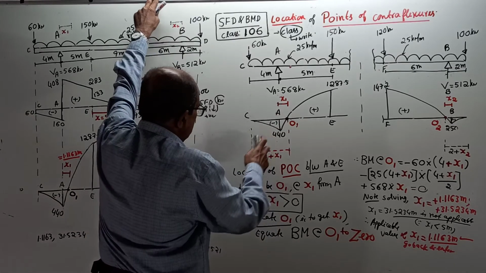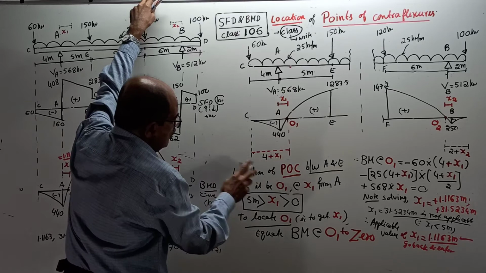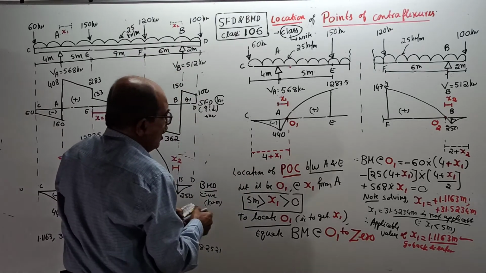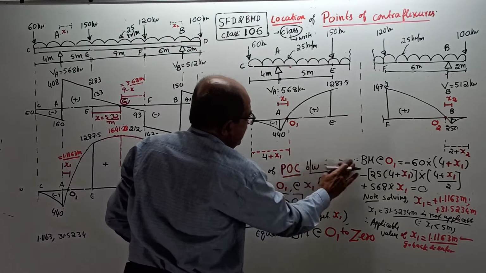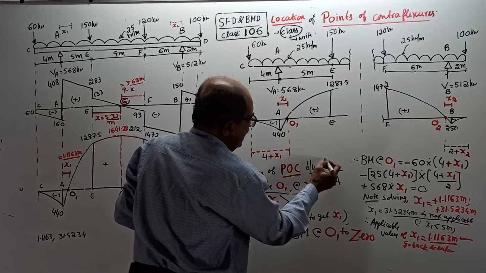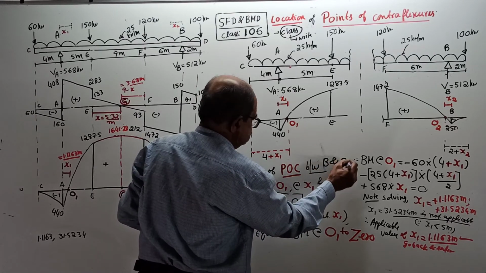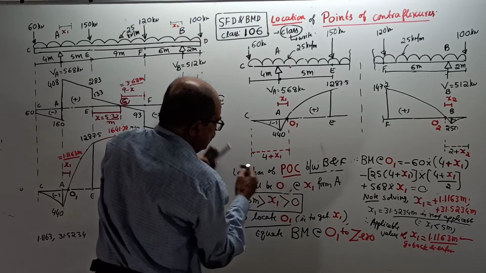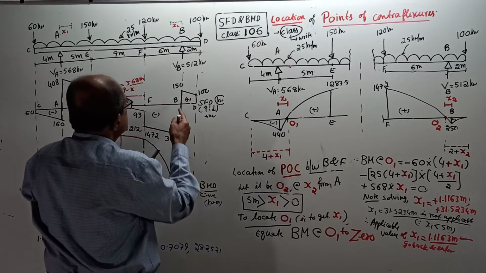See, now we got this point. Now I will do one thing. I will remove the location of the rest. Point of contraflexure between B and F, I will do from this side. I will change it here to save time. Okay, between B and F, let it be point O2 at x2 from B.